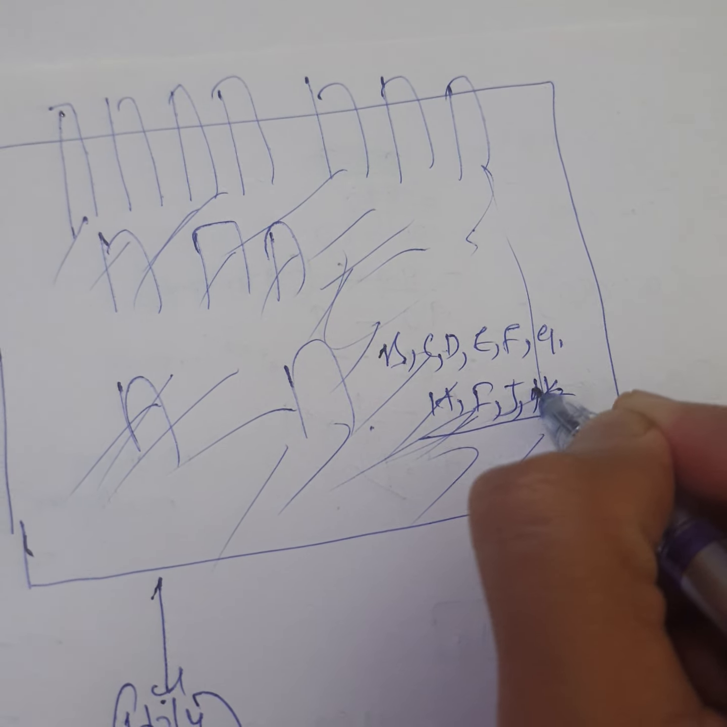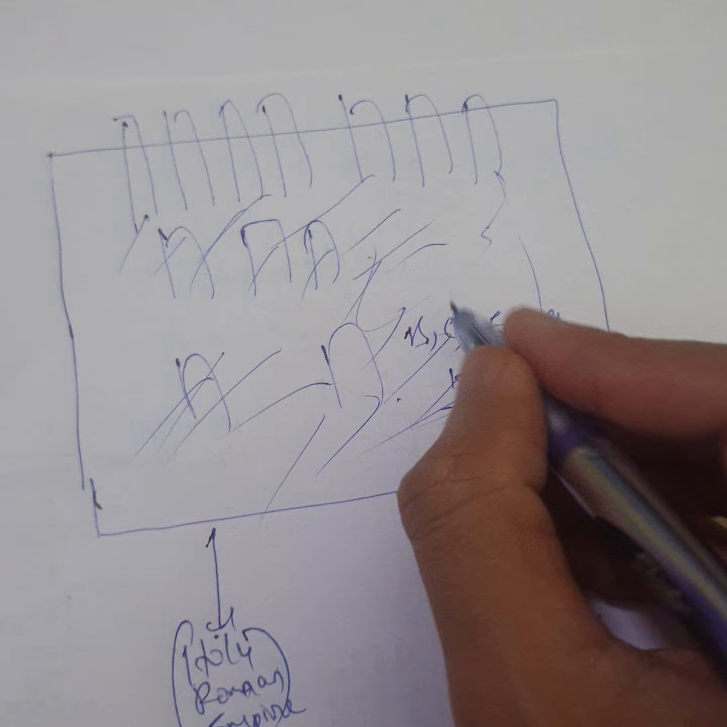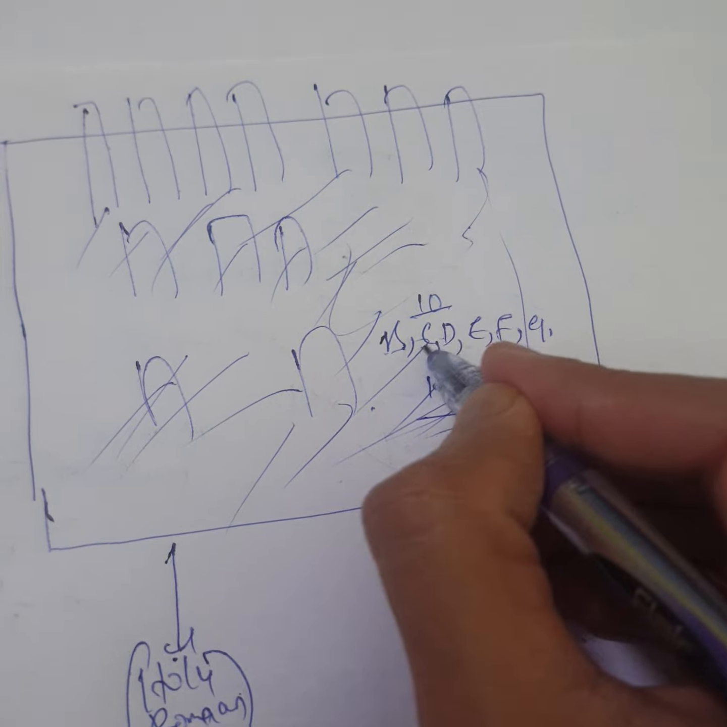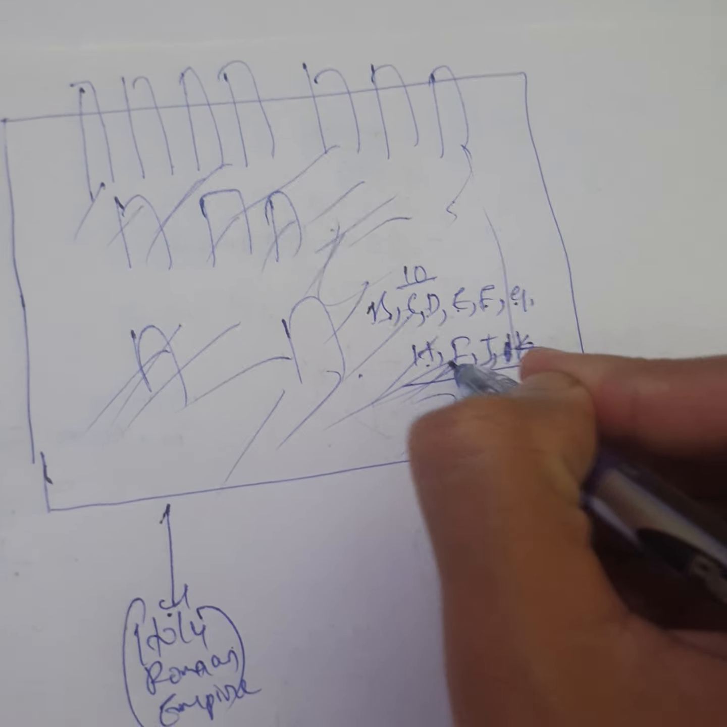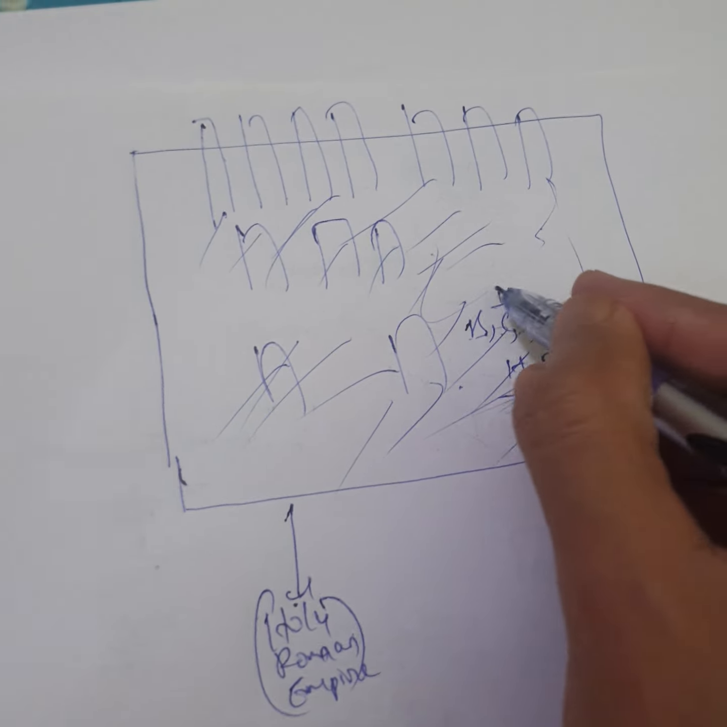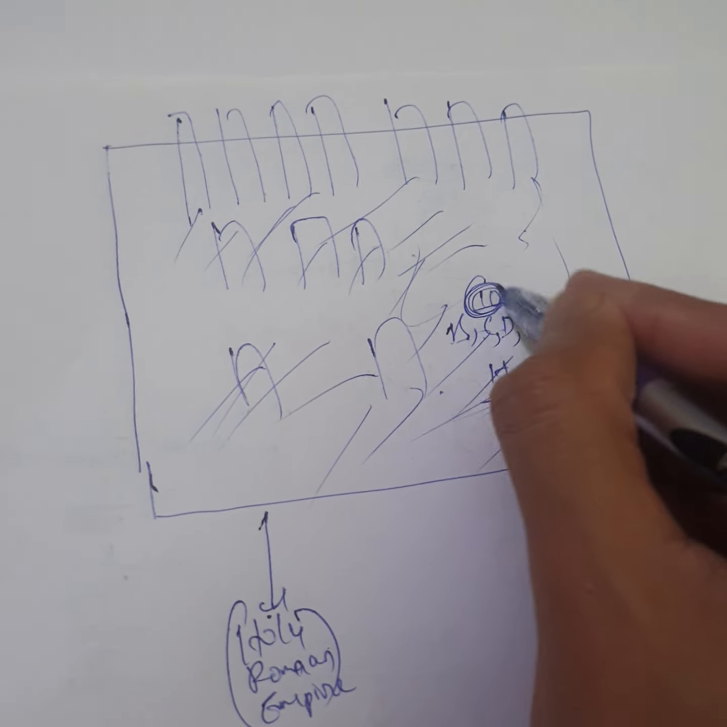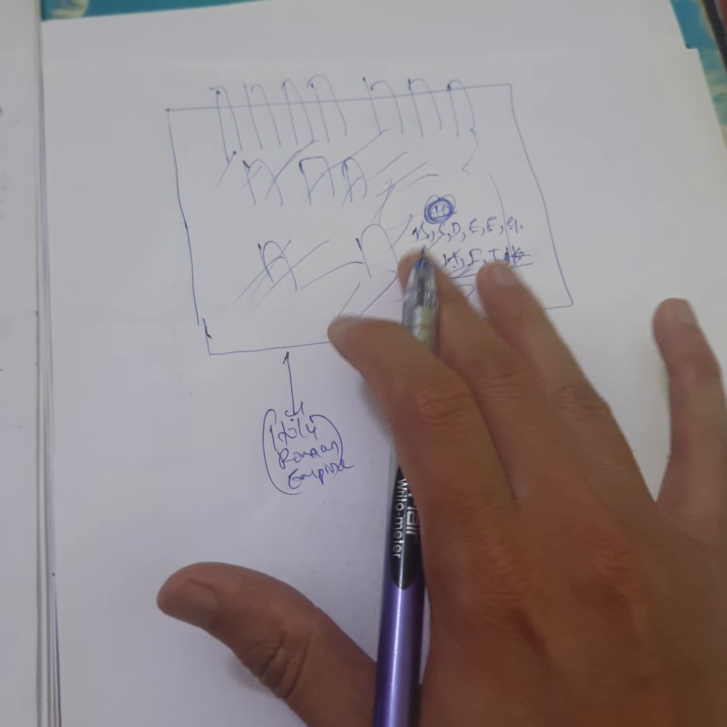Okay. Now these are the 10 people: 1, 2, 3, 4, 5, 6, 7, 8, 9, 10. Ten people who take the loans to do some jobs.